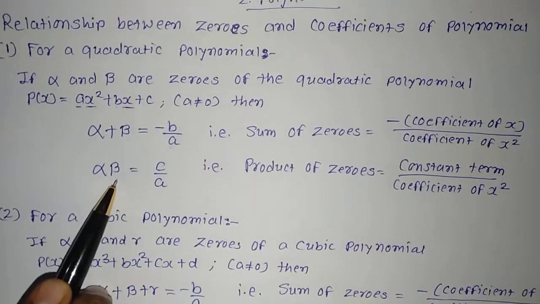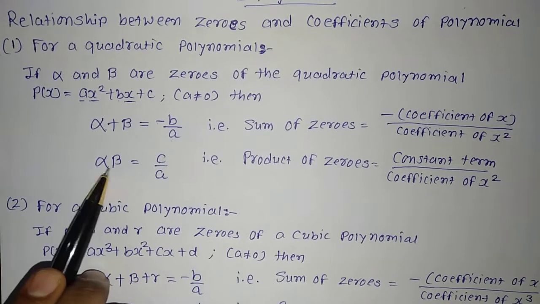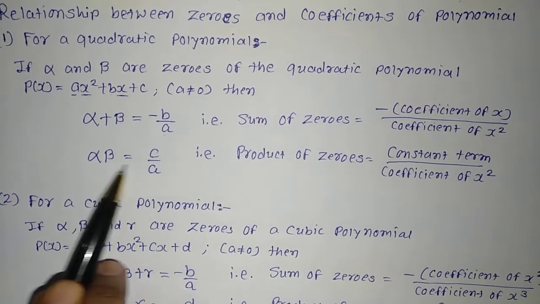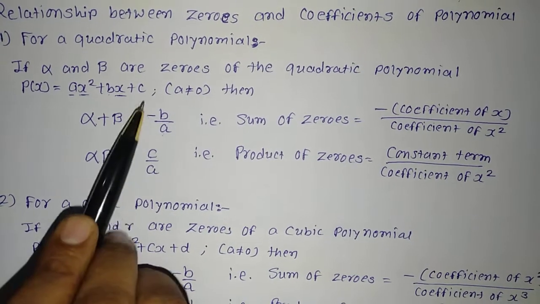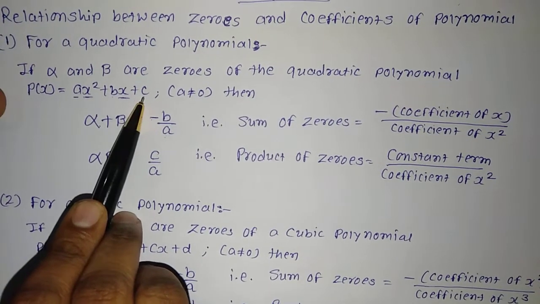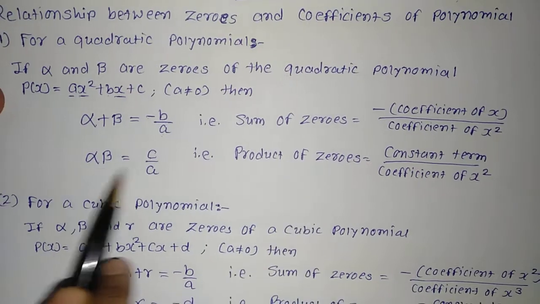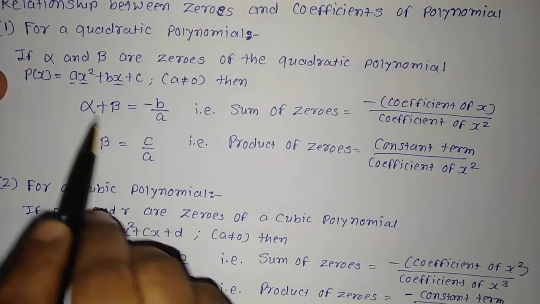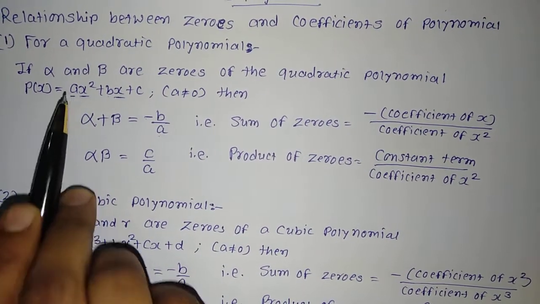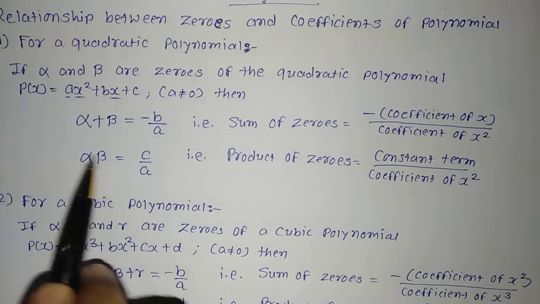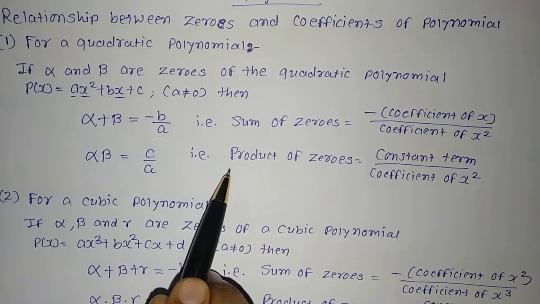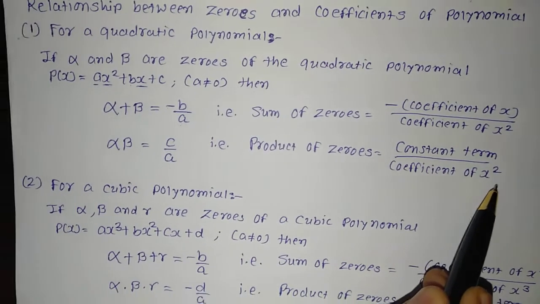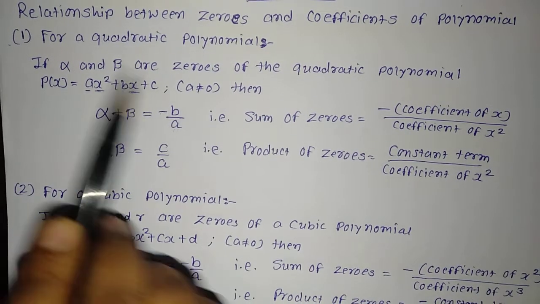Alpha into beta, where alpha and beta are the zeros of the polynomial. So the product of the zeros, alpha into beta, is equal to c upon a. What is c? You can see here c is the constant term. What is a? a is the coefficient of x square. So alpha into beta is equal to c upon a. That means the product of zeros is equal to the constant term divided by the coefficient of x square. This is what we have seen for the quadratic polynomial.